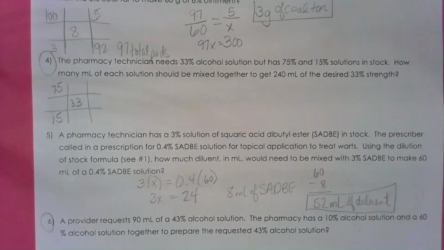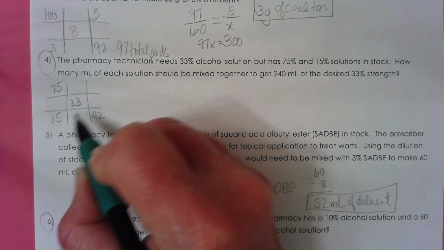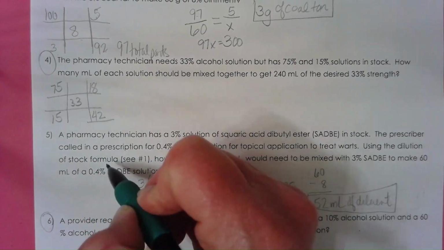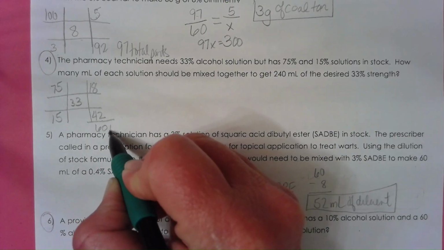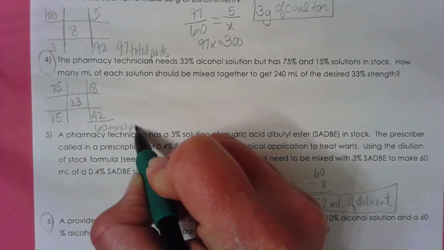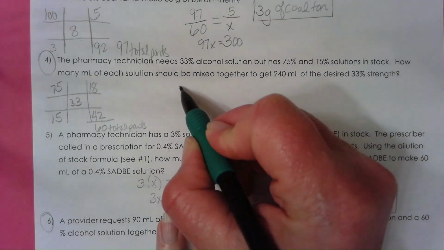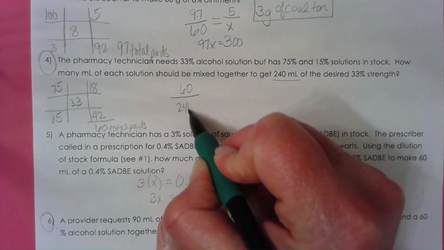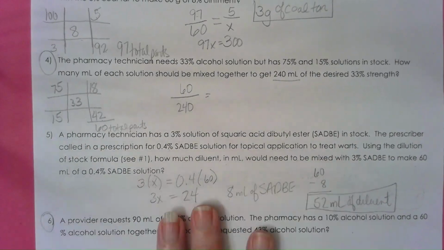Then we're going to do our math. So 75 minus 33 is 42. And then 15 minus 33 is 18. And our total parts, you add these two together, is 60. So we're working with 60 total parts. Okay. So now we're going to plug into our formula. We want total parts over total milliliters, which is 240, equals 18. We're going to figure out how much of each.